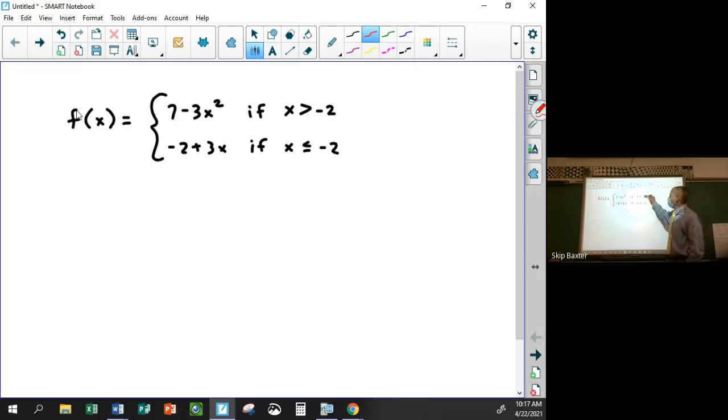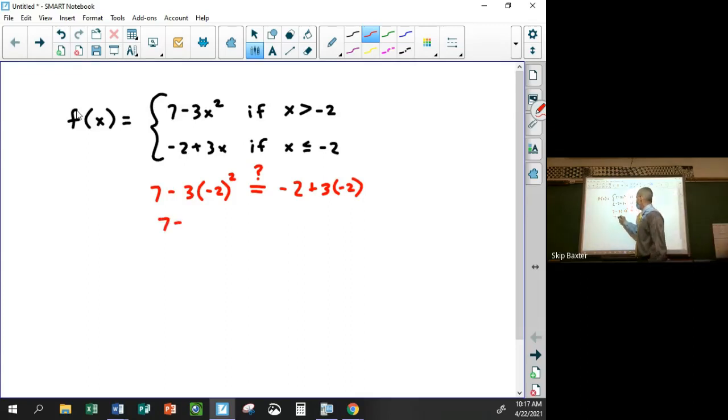You plug in -2 to the first piece, and you plug in -2 to the second piece, and you make sure you get the same answer, because that's making sure that the limit exists and that the limit is equal to the value of the function at that point. So you're really testing to see if 7 minus 3 times -2 squared is equal to -2 plus 3 times -2. So this is 7 minus 12. You want to know, is that equal to -2 minus 6?